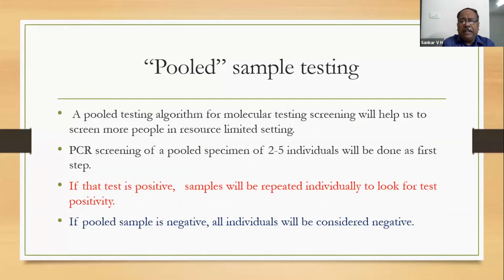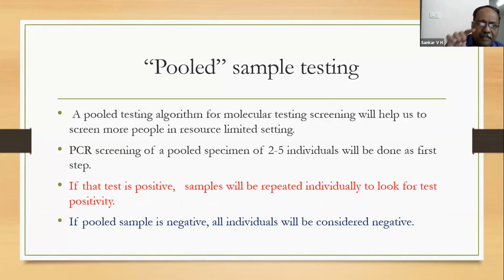Pooled sample testing in a research limited setting is a very good option, because you are having so many patients. If you are able to do only 50 samples a day, in pooled specimens you can do 50 into 5. Two to 5 individuals can be pooled. That means 5 individuals will be included in one sample, another 5 individuals will be in another sample. So 50 into 5, you can do around 250 samples together.